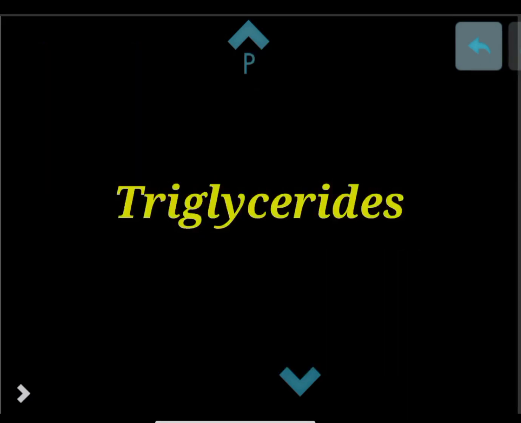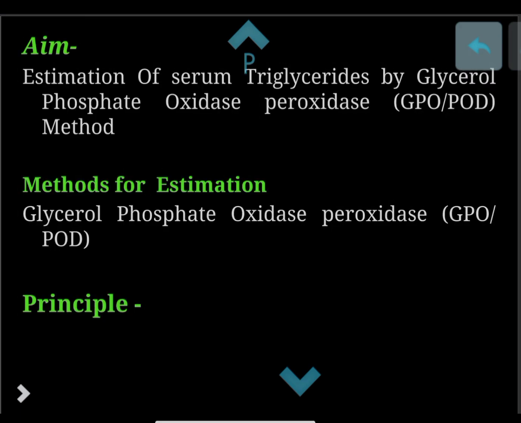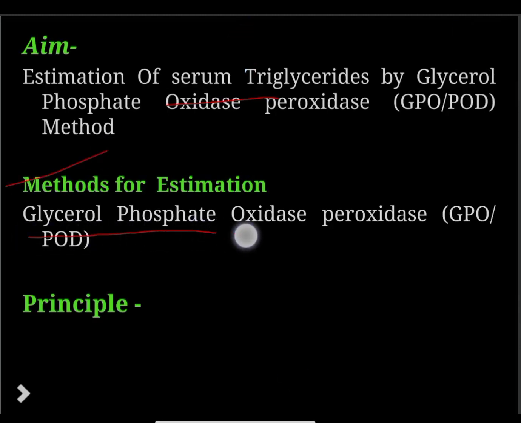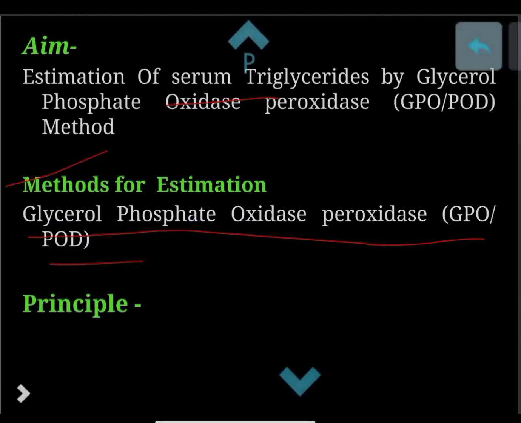So our next practical is triglyceride estimation, quantitative estimation of triglyceride. Okay, so let's start. What is the aim of this method? Estimation of serum triglyceride. Which method is used? The glycerol phosphate oxidase peroxidase method. It is also called the GPO-POD method. So what is the principle of this method?